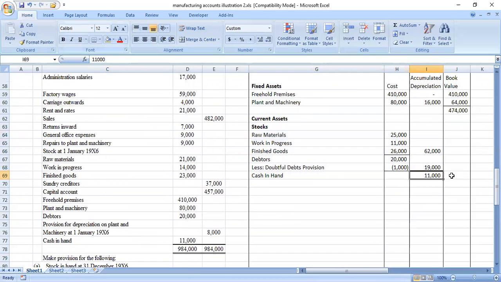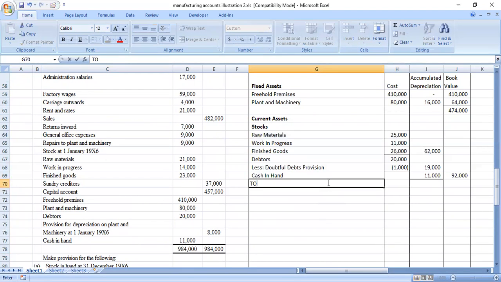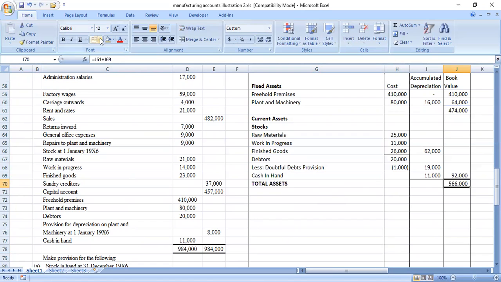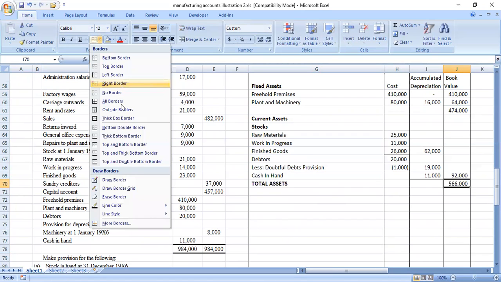So we add them, in total it will be how much? 62 plus 19 plus 11, in total it's 92,000 shillings. So we add 92 to 474, it will give us the total assets. So which is equal to 474 plus 92. That gives us 566,000 shillings.